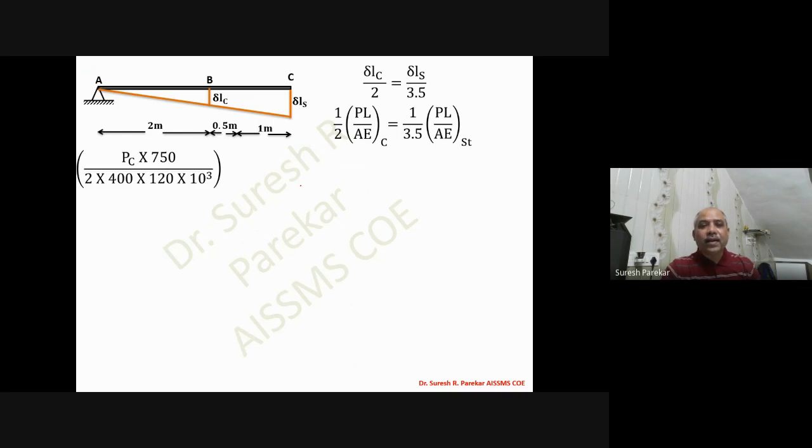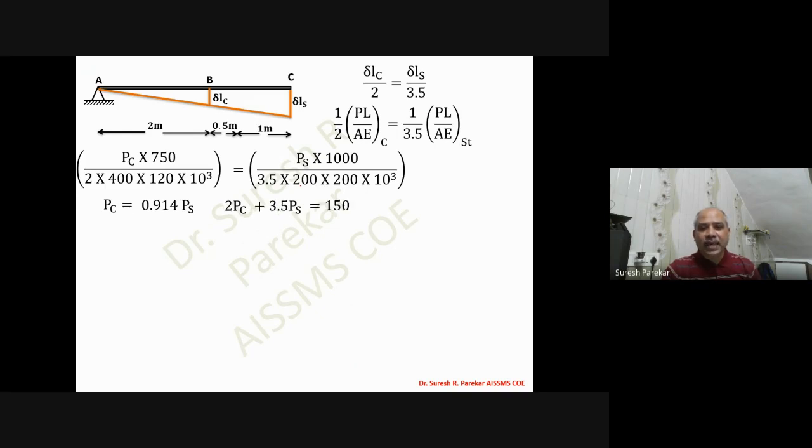And then we will put the values of P, L and AE. And from this we will get another relationship between PC and PS, which will be PC equal to 0.914 PS. Now we have a relationship like this. So now here we do not have PC plus PS equal to 60. No, here we have reactions at A also, but we are not going to calculate it. And then substituting the value of PC, we are going to get PS, that is 28.15 kilonewton. And then substitute this value of PS in this equation or in this equation, you will get the value of PC.